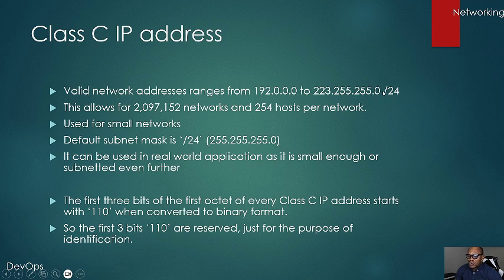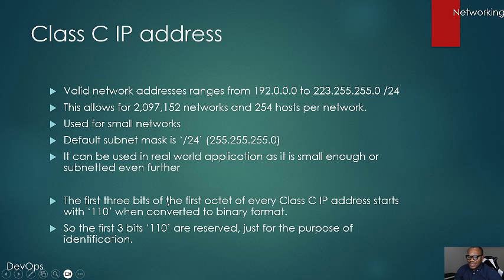So when you have a network that just needs maybe less than 254 hosts, then you can use your Class C IP address for that. And the Class C IP address range allows for 2,097,000 possible networks and 254 hosts per network. And it has a default subnet mask of /24.